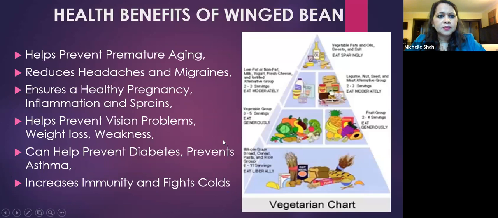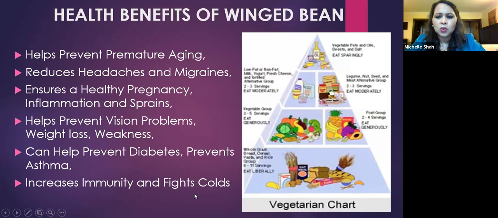The health benefits of the winged bean: they prevent premature aging, reduce headaches and migraines, ensure healthy pregnancies, help with inflammation and sprains, and prevent vision problems and weight loss and weakness. They help prevent diabetes and asthma, increase immunity, and fight colds.